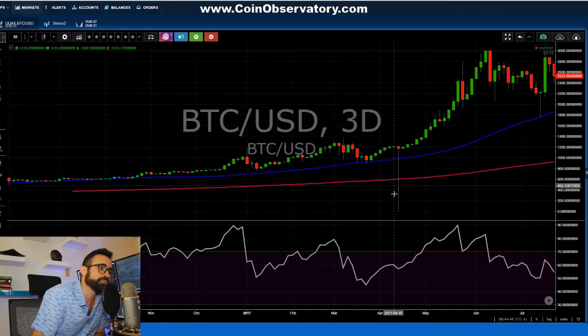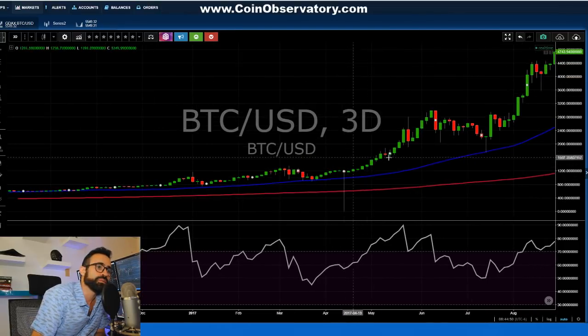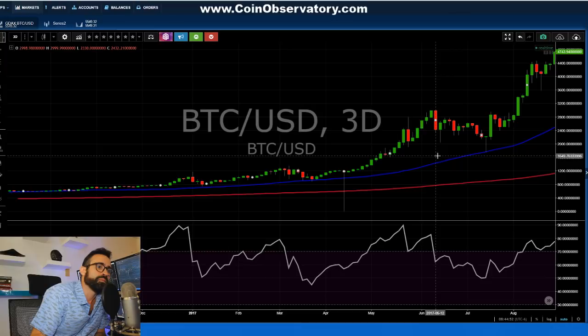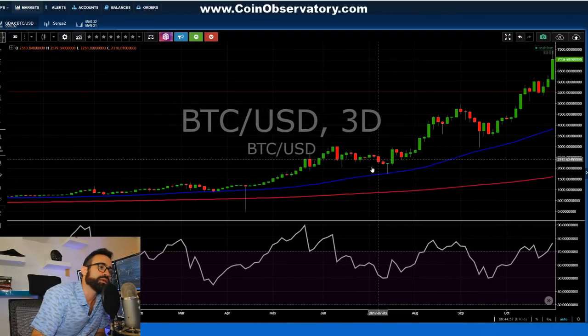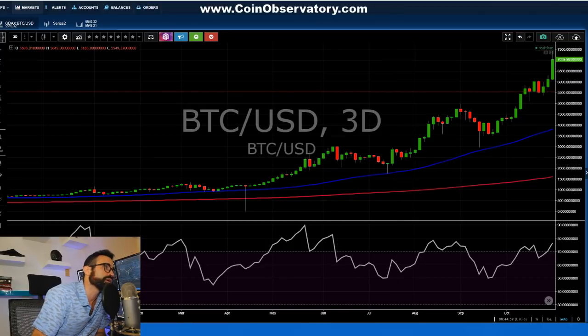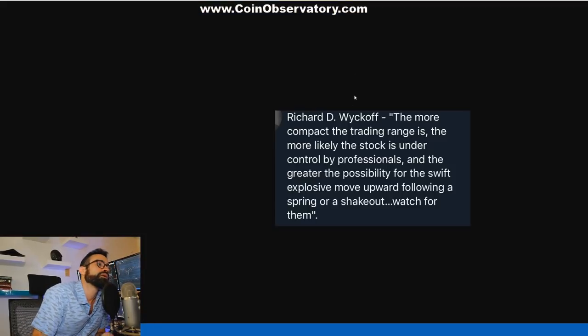I mean, from 11 to 35, this is probably just a Coinbase thing, right? But the market has to look like it is done rallying. There's got to be a spring back. The more compact the trading range is, the more likely the stock's under control by professionals. And what have we seen lately in BTC? The fact that it has been in a really strong, tight range. And going back to the quote, a greater possibility of a swift explosive move upwards following a spring or a shakeout.